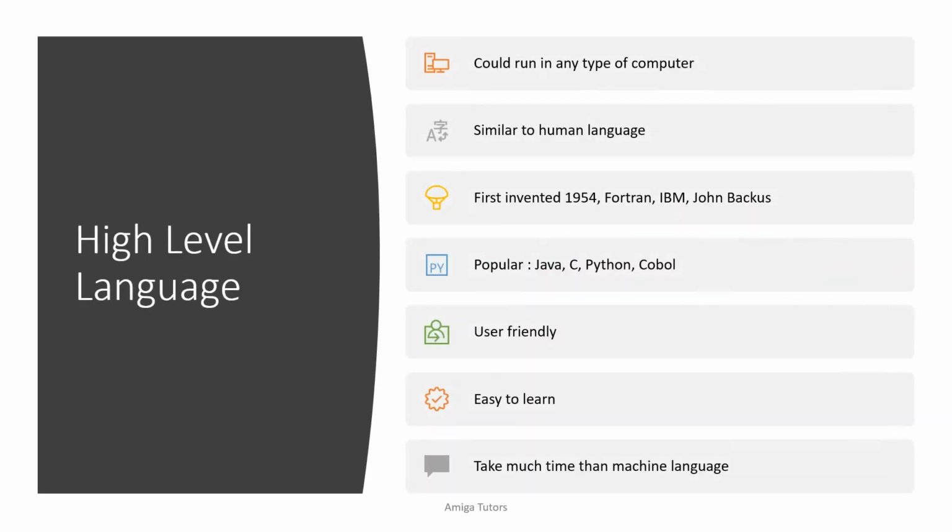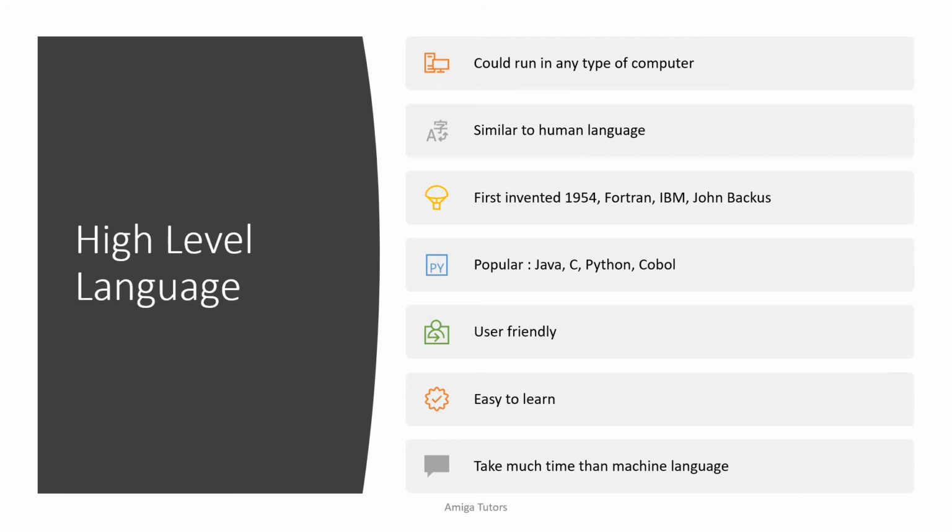And here comes the high level language. This kind of language you will learn in future, but let's just talk about what these are. This could run in any type of computer. It's similar to human language, meaning we can understand the process. And this high level language was first invented in 1954. Its name was Fortran.